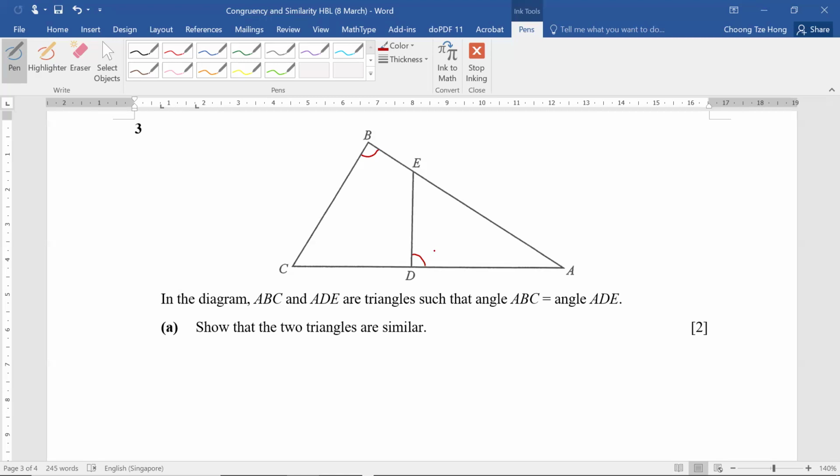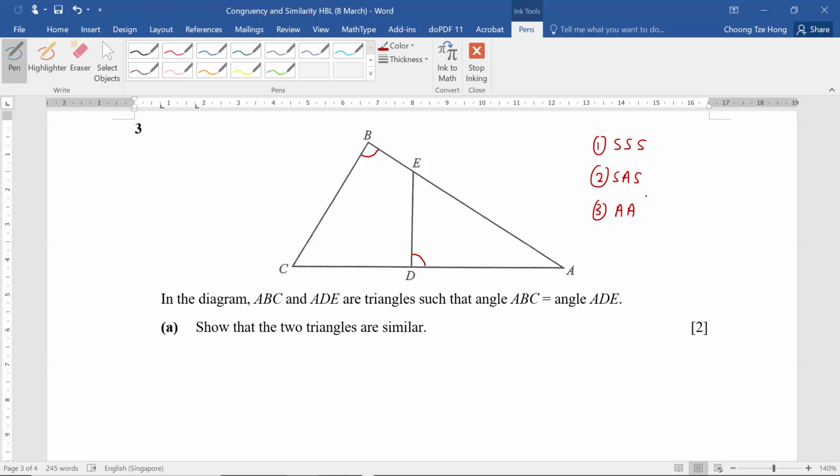If you recall the three tests of similarity, the first one is SSS, meaning that we need to find three equal ratios of corresponding sides between the two triangles. The second one would be the SAS test, where we need to find two equal ratios of corresponding sides as well as one pair of included angles that is equal. Then the third test would of course be the AA test. For AA, you need to find two pairs of angles that are equal inside the two triangles.